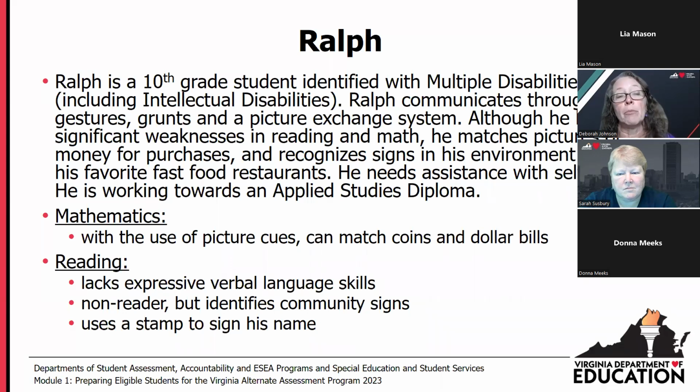If we look at him a little bit more academically, with the use of picture cues, he can match coins and dollar bills. And in reading, he lacks the expressive verbal language skills. He's pretty much a non-reader, but identifies community signs, and he uses a stamp to sign his name.